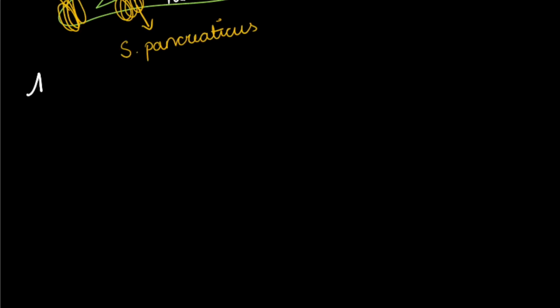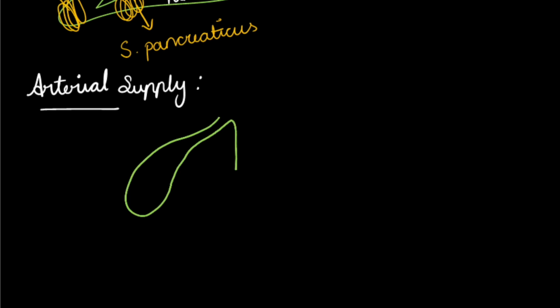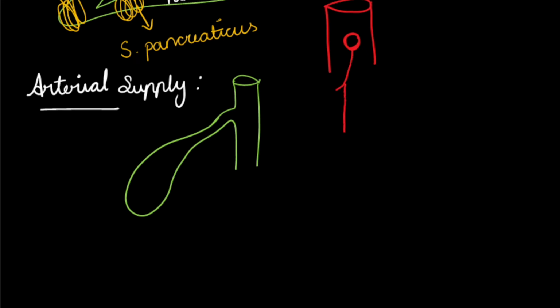Now comes the arterial supply. In case of arterial supply, we will be having our abdominal aorta, and from the abdominal aorta there arises the ventral branch, that is none other than celiac trunk. Now let us talk only regarding the common hepatic artery. Common hepatic artery gives rise to the gastroduodenal artery, and this gastroduodenal artery gives two branches. One is superior pancreaticoduodenal artery and another one is right gastroepiploic artery.